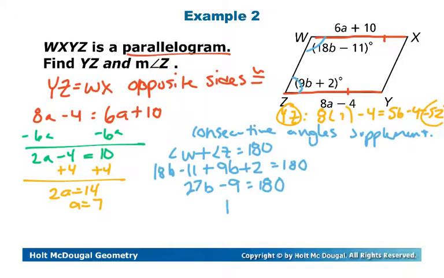Solve by adding, and we get b. So 189 divided by 27 is 7. And so plugging that back in to find z, we're going to have 9 times 7 plus 2, so 63 plus 2, which is 65 degrees. Alright.